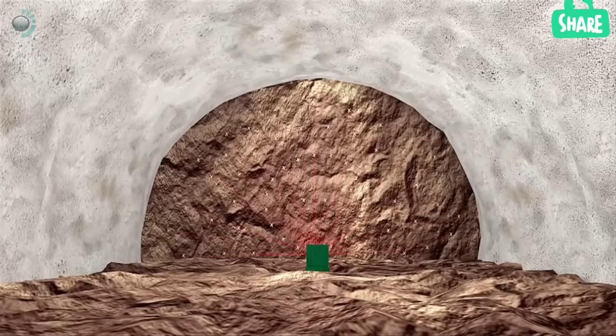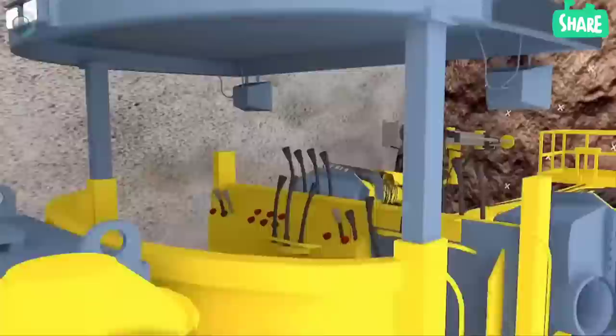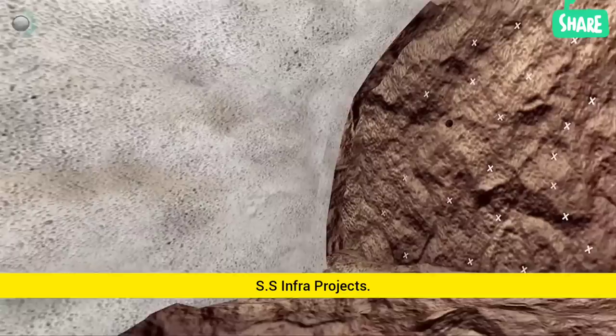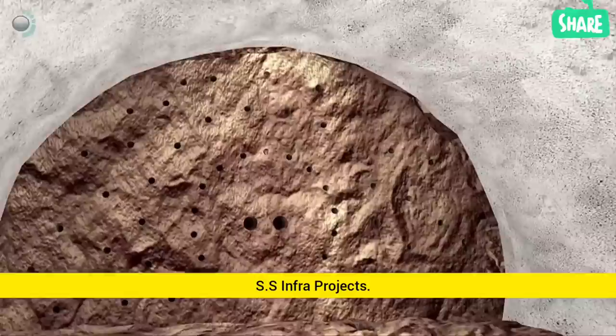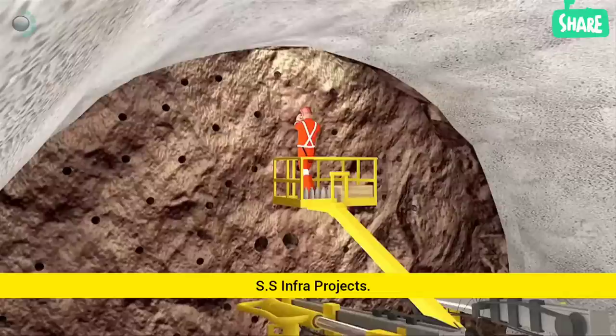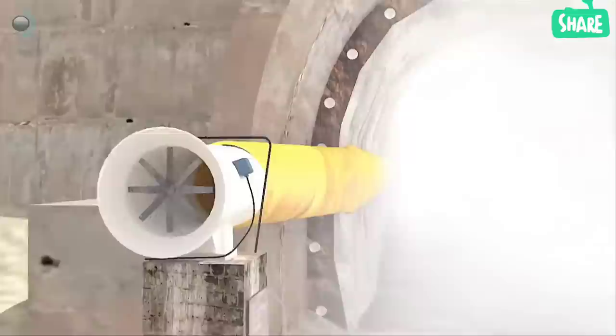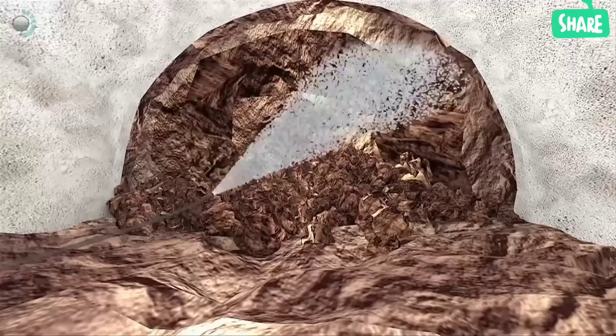Based on this data, drilling and blasting pattern is prepared. Drilling and blasting is carried out as per design pattern. These, along with charging pattern, is the heart of successful tunneling. It is followed by defuming for about 30 minutes. Water is sprayed all over blasted surface to settle dust and to reveal cracks and fractures.